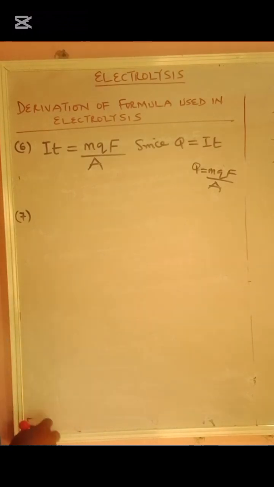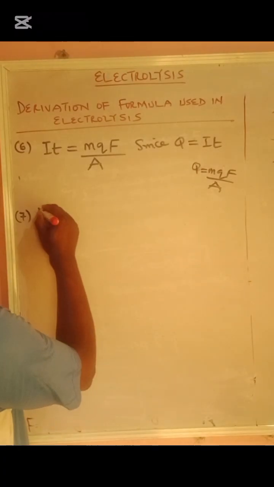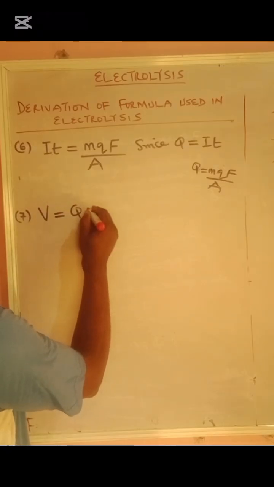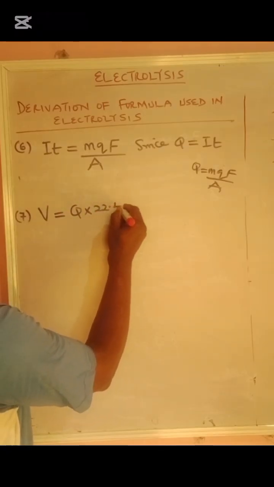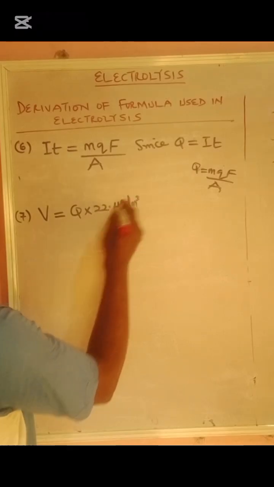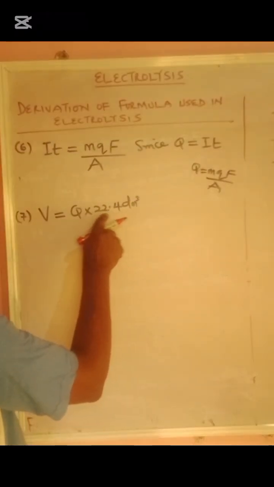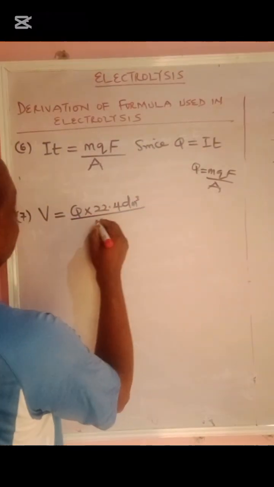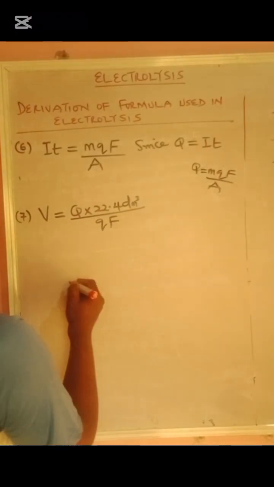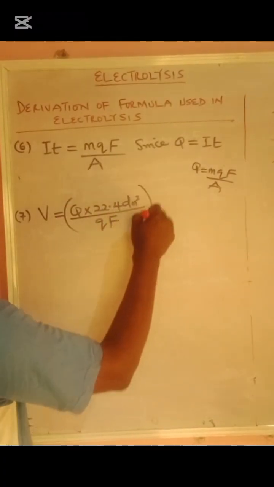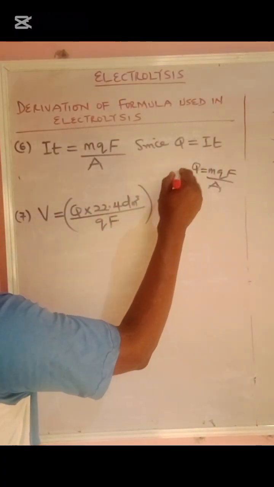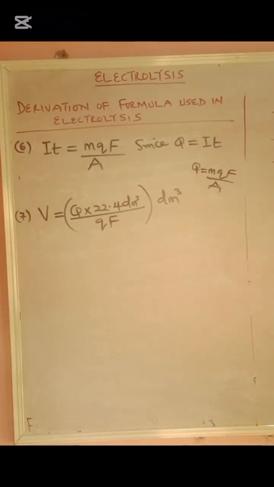Another formula we need to know is in terms of volume, if it happens to be gases like oxygen and chlorine. So how do we determine the volume? Anytime you have to find the volume under electrolysis, you say V is equals to Q times 22.4 dm³, in case you're having it in dm³, please take note of that, divided by QF. That's how to find the volume.